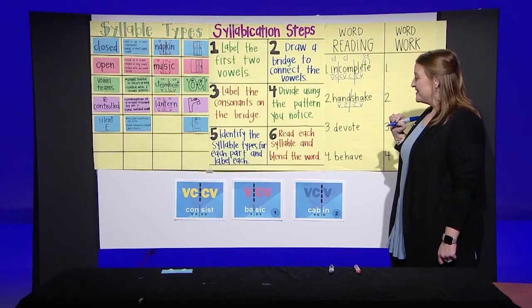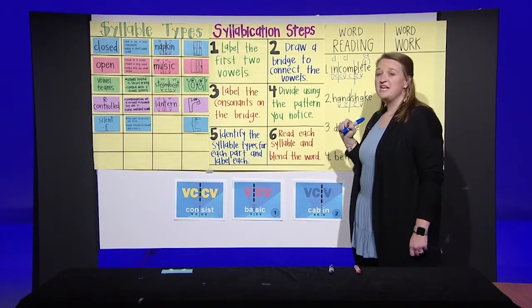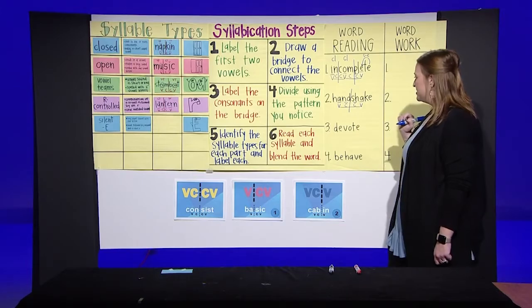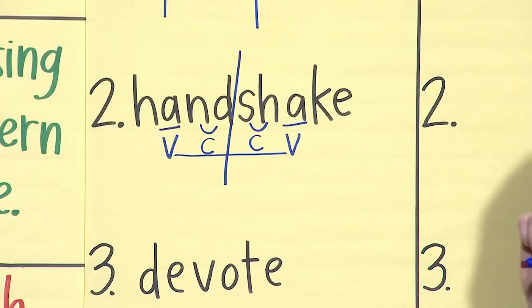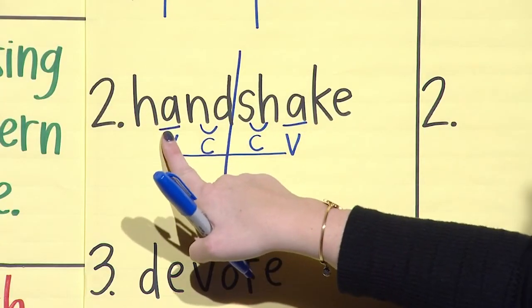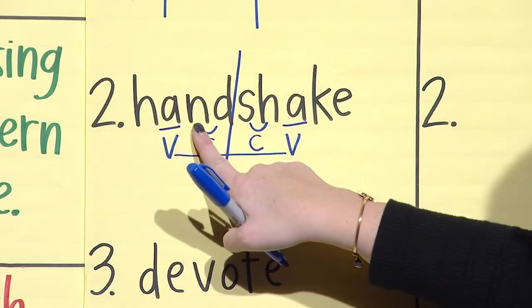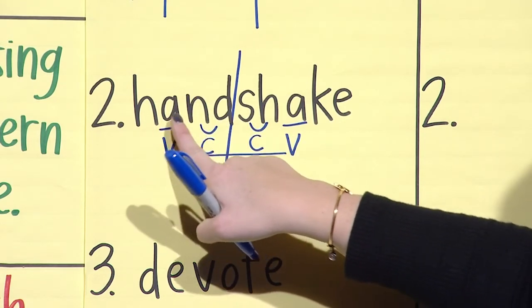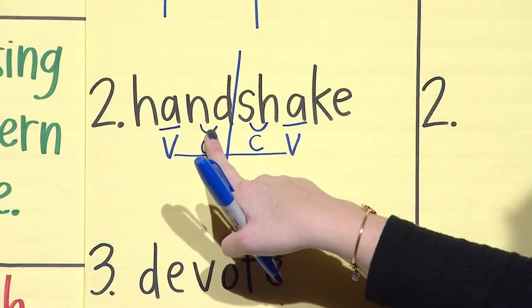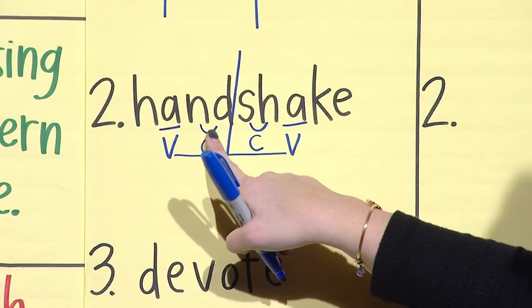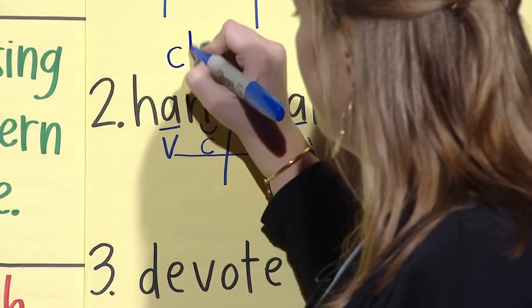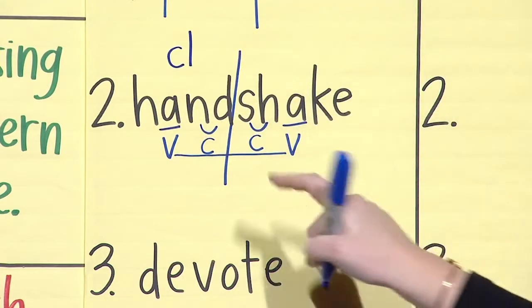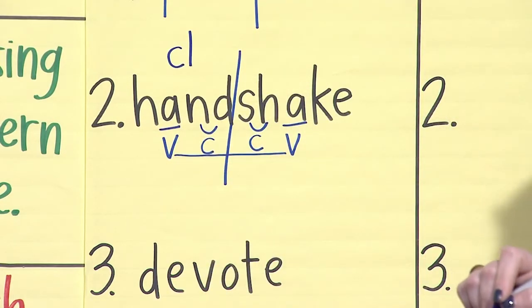Step 5. Identify the syllable types for each part and label each. Well, I see vowel A, and it's followed by consonant N. We just reviewed that if it's a vowel followed by a consonant, it's a closed syllable. So we will write CL above that syllable part, because that lets us know that vowel will be short.